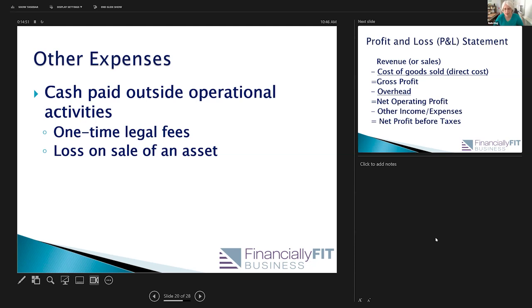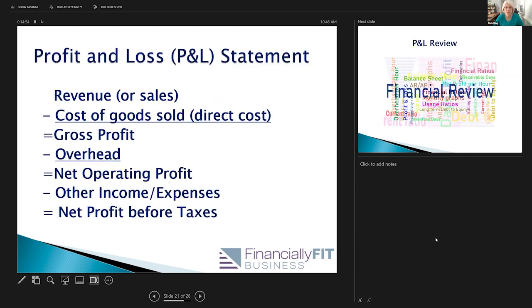All right. So our P&L is revenue or sales. Remember, sales is what you actually sell. If you're COD, your sales equals your revenue. If you're doing large projects, the large project dollar amount is the sale. The revenue is the amount that you actually bill for in a particular month, minus your cost of goods sold, also called your direct cost. That's gross profit. Subtract out your overhead, and that gives you your net operating profit. Subtract out your other income and expenses, and that gives you your net profit before taxes. Right. So that's the P&L.